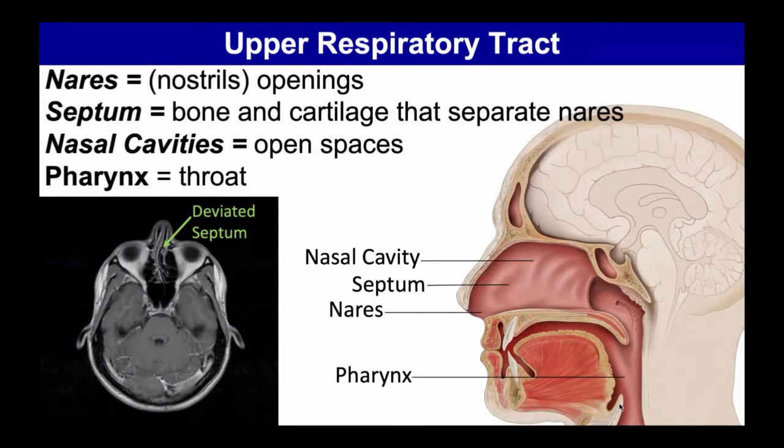The picture all the way on the left is a transverse section from an MRI through someone's head that has a deviated septum. And you can sort of see by looking at that image why, if you have a deviated septum, particularly if you have allergies or a cold, you're going to have more difficulty breathing. You might snore as you try to pull air into the conducting zone.